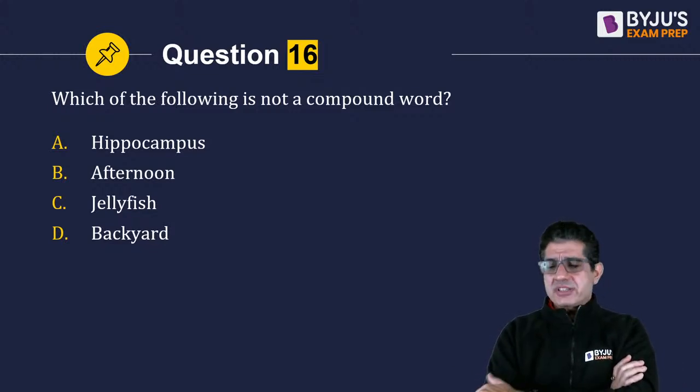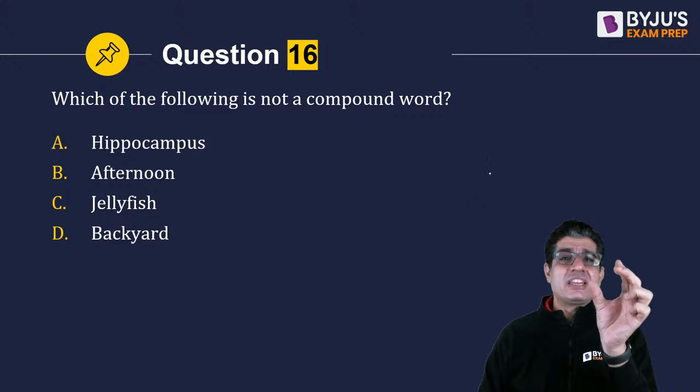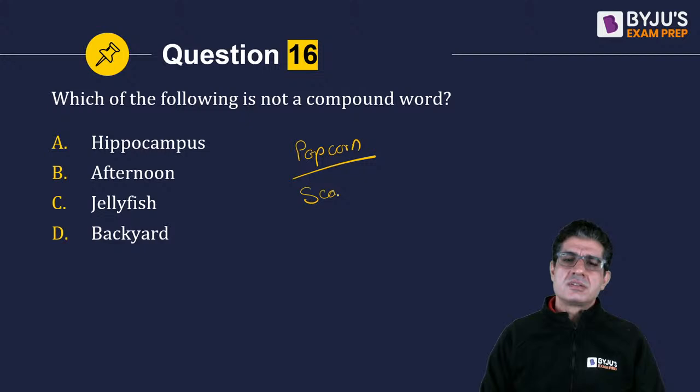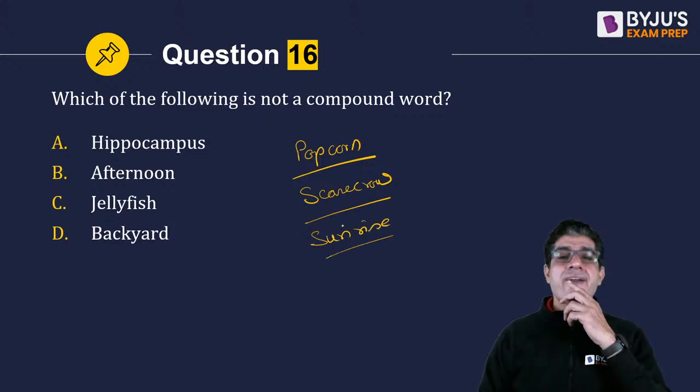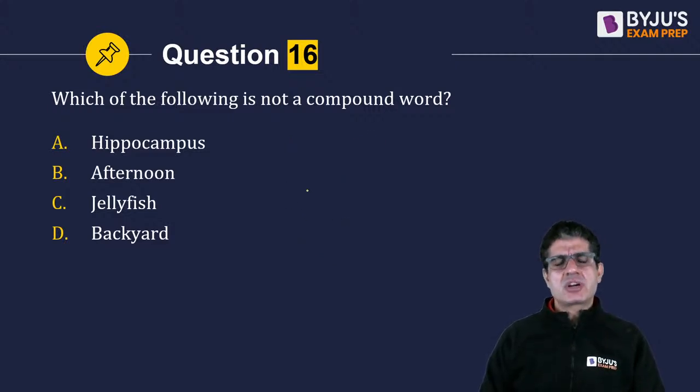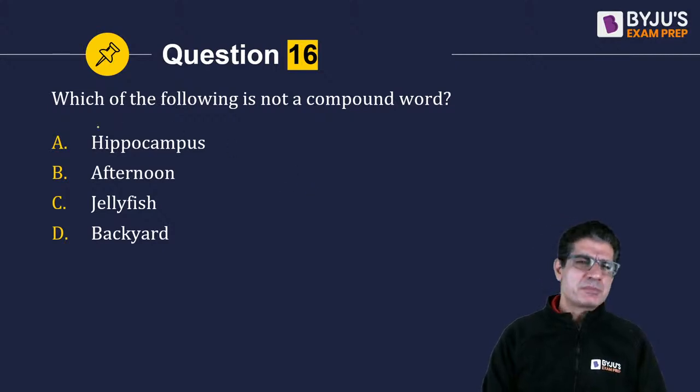So, a compound word is a word which is created by combining two words together. For example, table lamp, or about, I just had these in the afternoon. Popcorn, scarecrow, sunrise. These are words that are created by combining two different words together. So these are called compound words. One of these is not a compound word. Which one? Absolutely spot on, A.